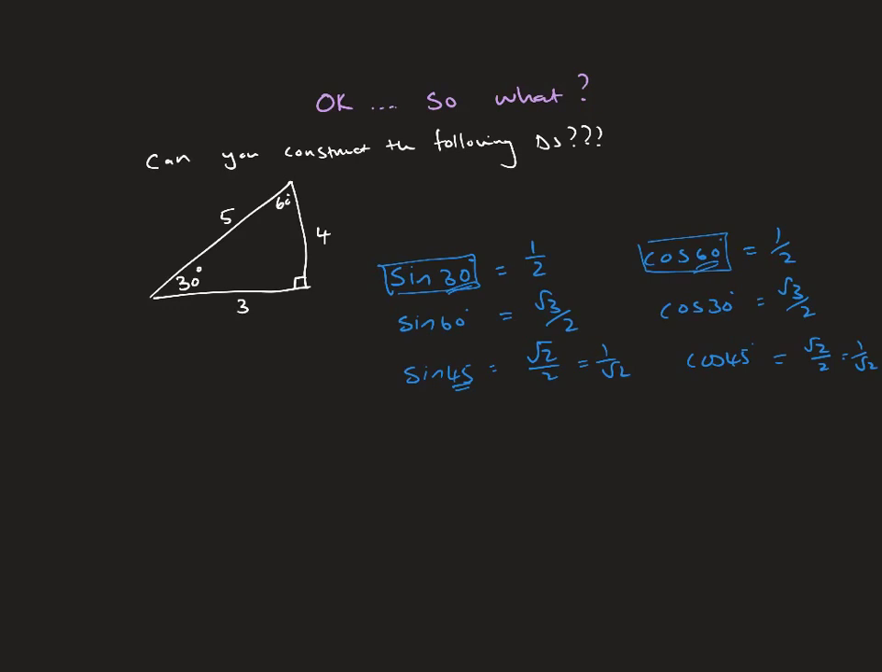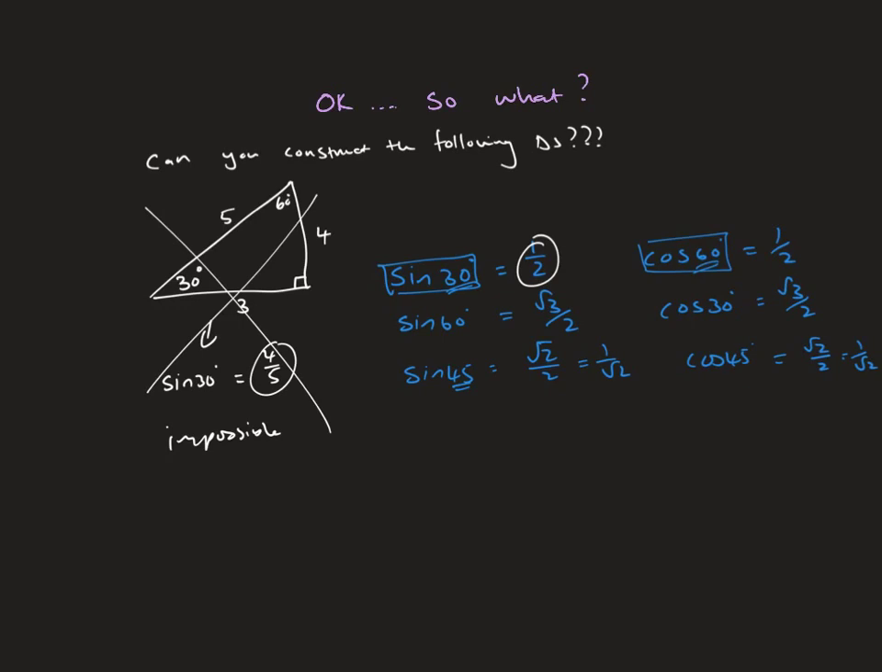So let's look at this. The thing is, sine of 30 degrees is supposed to be a half. But in this triangle, sine of 30 degrees is what here? Sine of 30 degrees is 4 over 5. 4 over 5 is not equal to a half, right? No way, Jose. That's why this is not right. This triangle is impossible to draw.